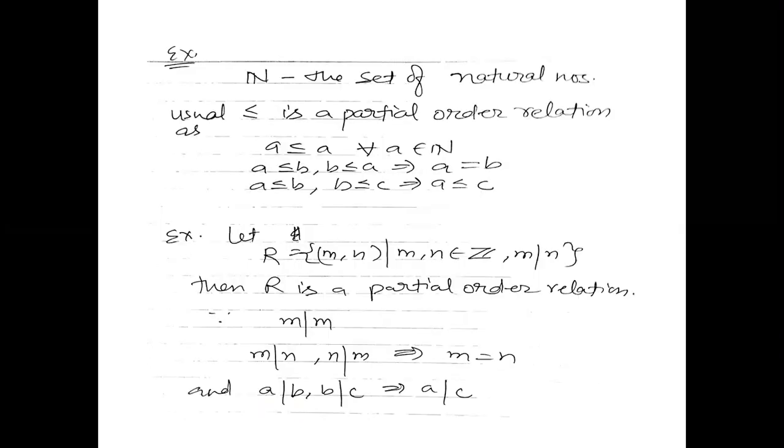So we have considered these examples. In this video, we have just revised the definitions of set, subset, then a relation, Cartesian product, and different types of relation, then partial order relation, equivalence relation.